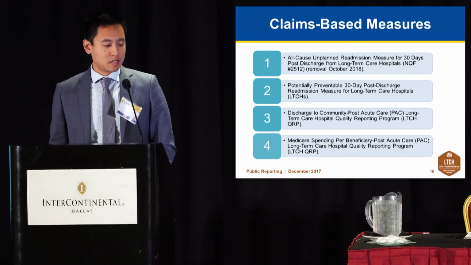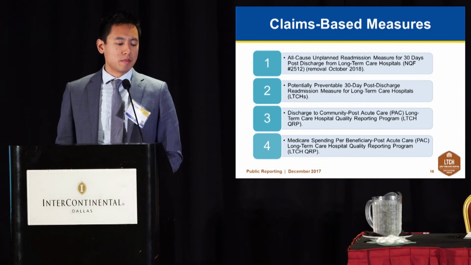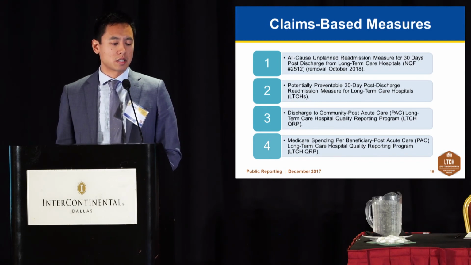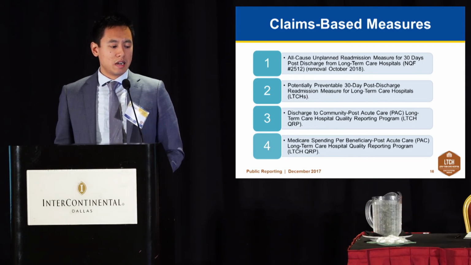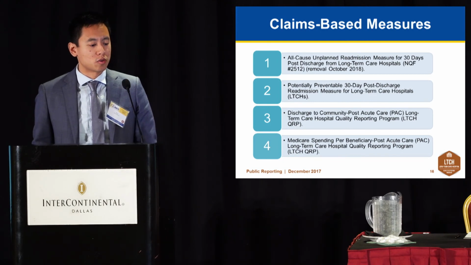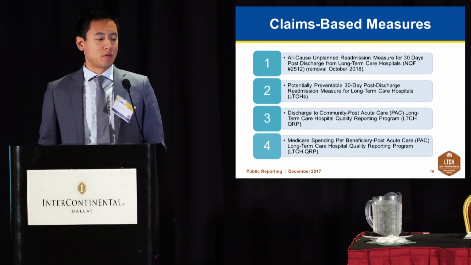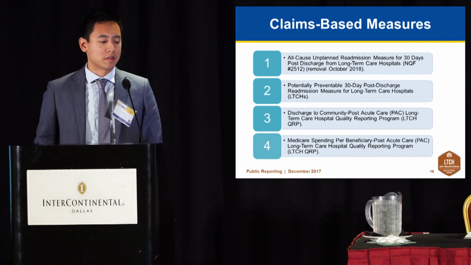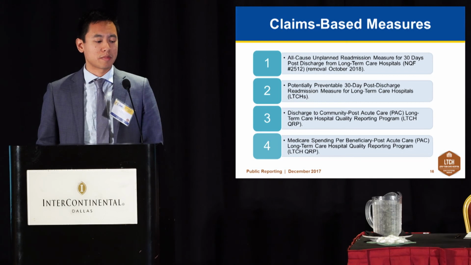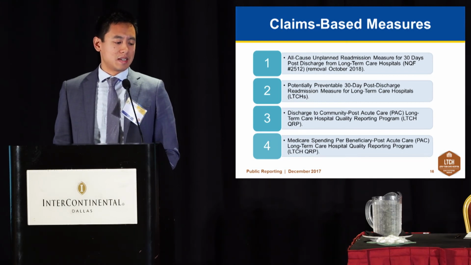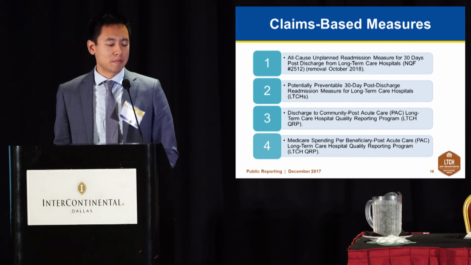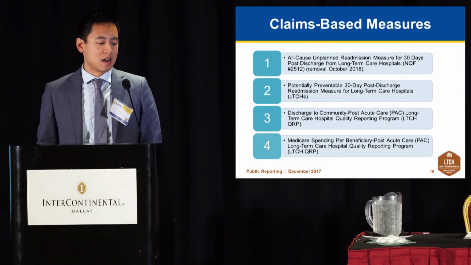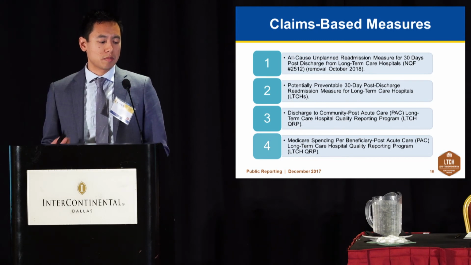And then the claims-based measures: we have the all-cause unplanned readmission measure for 30 days post-discharge from long-term care hospitals. It's currently publicly reported, but it is slated for removal from the LTAC QRP in October 2018. This measure is replaced by the potentially preventable 30-day post-discharge readmission measure for long-term care hospitals. Next is the discharge to community post-acute care long-term care hospital quality reporting program measure. And lastly, the Medicare spending per beneficiary, or MSPB, post-acute care long-term care hospital quality reporting program measure.